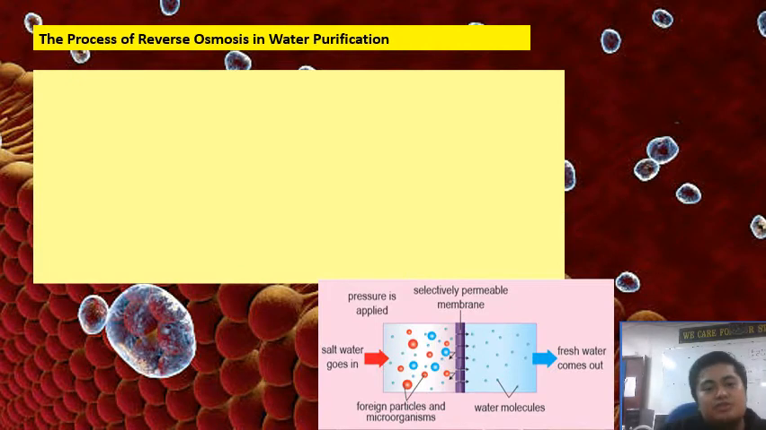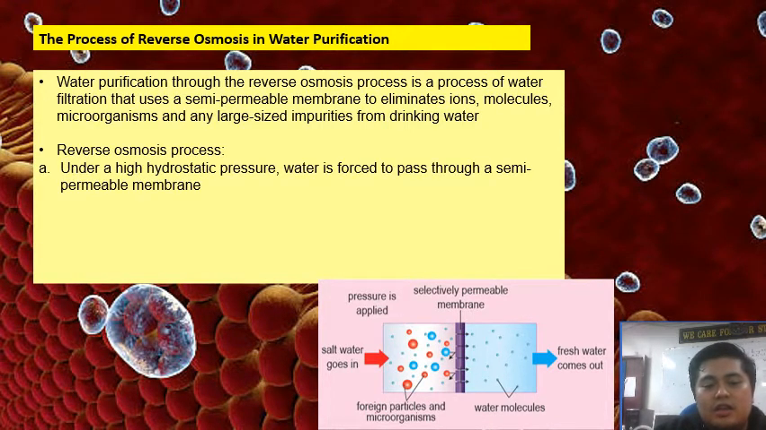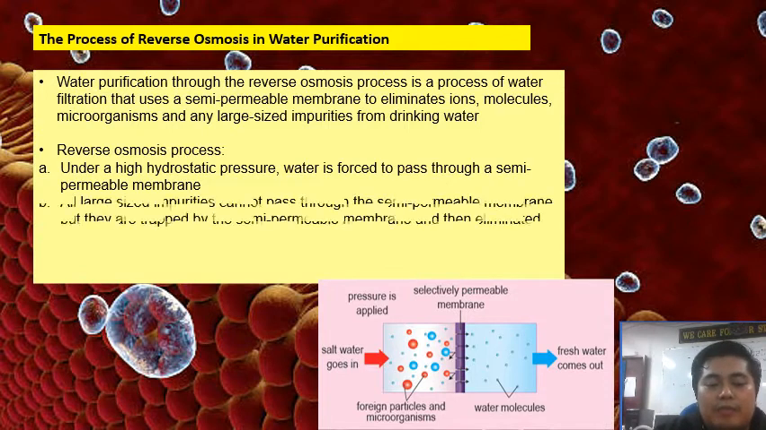So next, reverse osmosis process in water purification. So water purification through the reverse osmosis process atau kita panggil RO process is a process of water filtration that uses a semi-permeable membrane to eliminate ions, molecules, microorganisms and any large size impurities from drinking water. So the reverse osmosis process is done under a high hydrostatic pressure. Under a high hydrostatic pressure, water is forced to pass through the semi-permeable membrane.